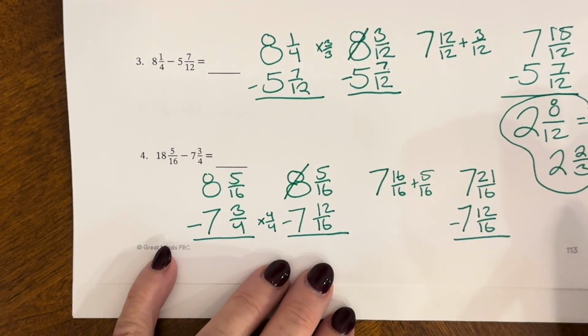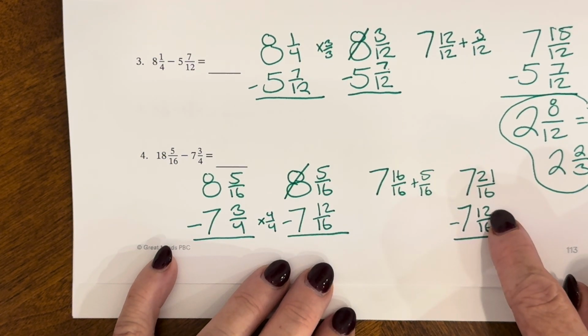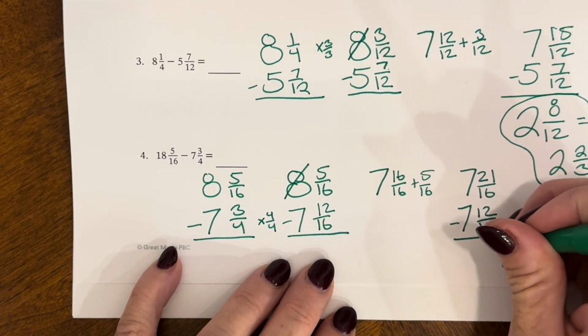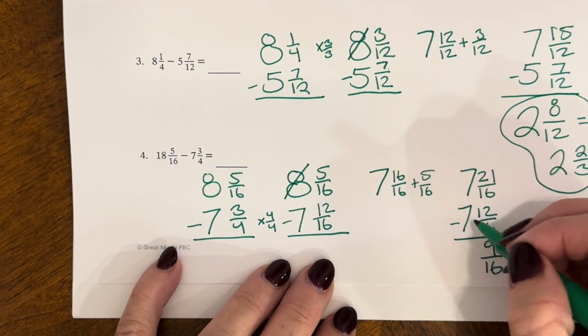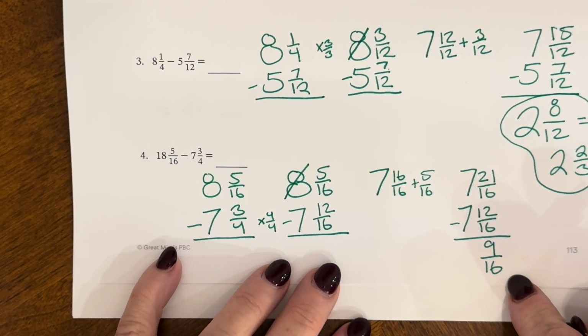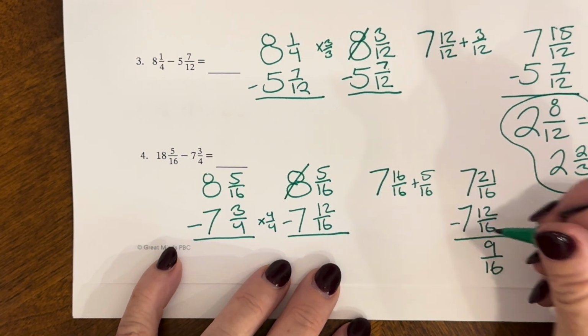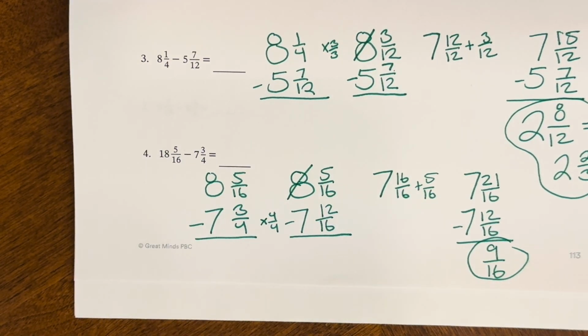So our answer is 21 take away 12. We're able to do that now, which is 9/16. And 7 take away 7 is nothing. So our answer is 9/16, which is a proper fraction. It's a less than 1 fraction. So we don't need to change that. And we can't simplify it. So that is our final answer.